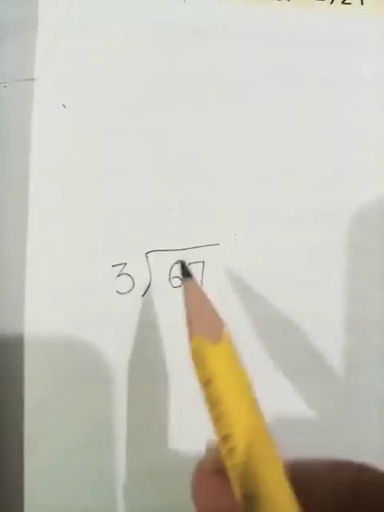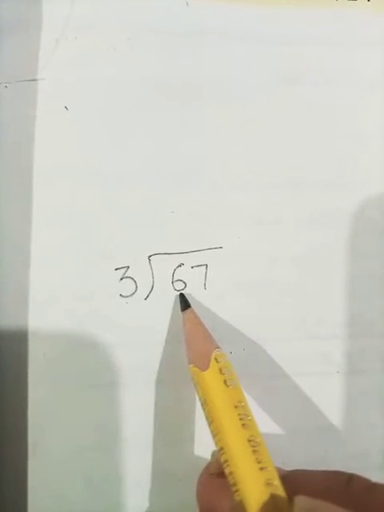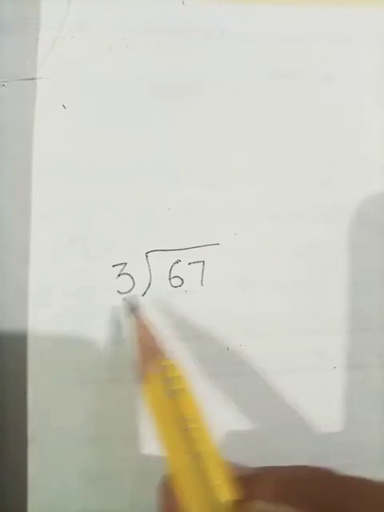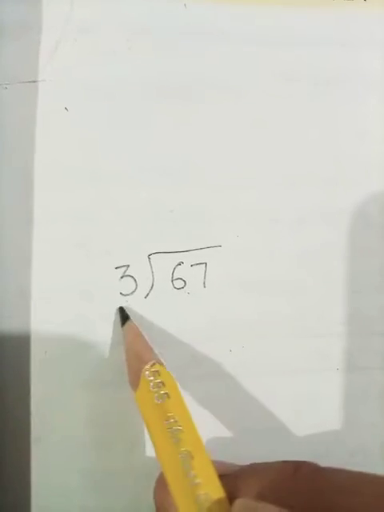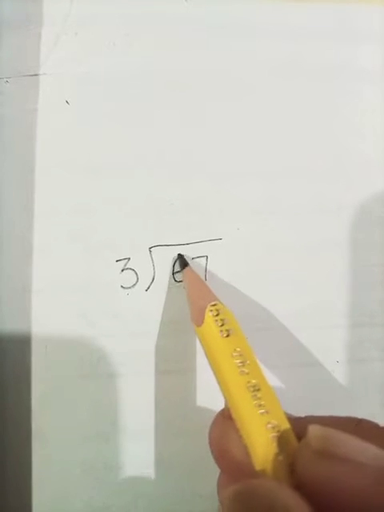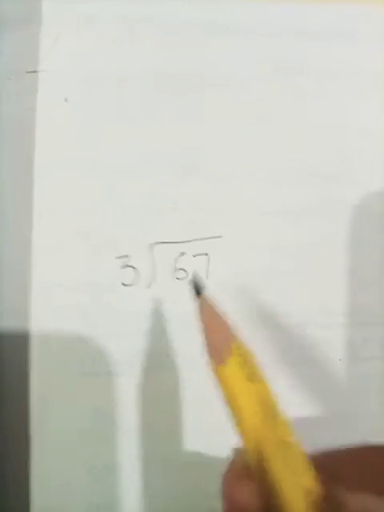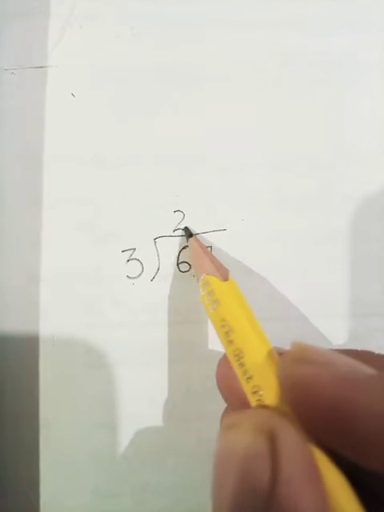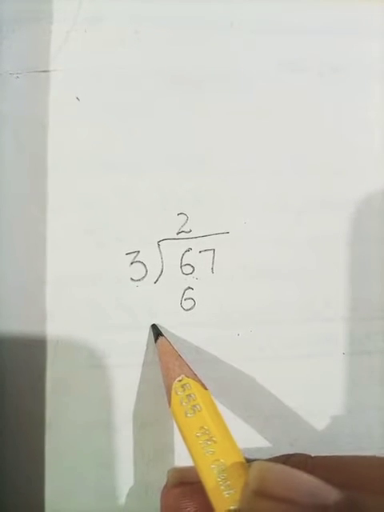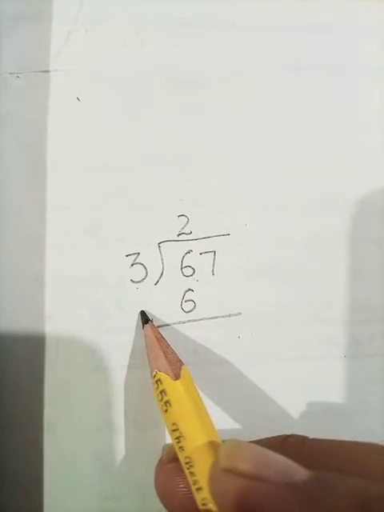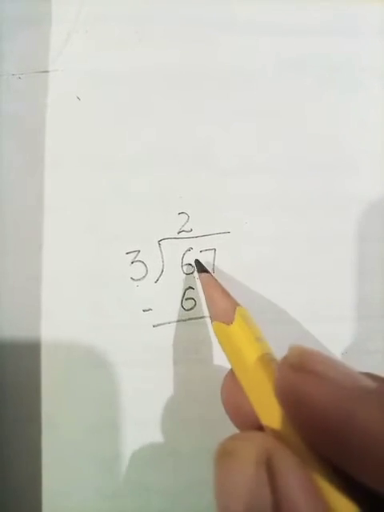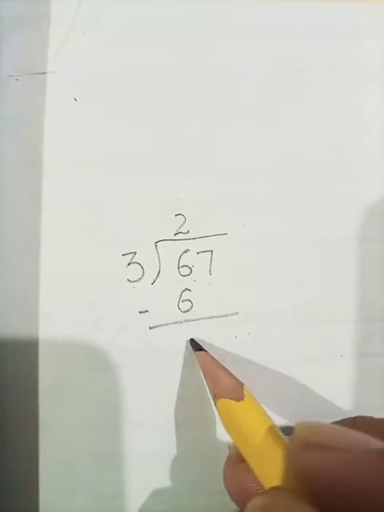Now let's solve it. First of all, let's compare our divisor with the dividend, and let's take our first digit because this first digit is quite bigger than our divisor. So students, let's read the table of 3 to form 6 or the number that is less than 6. 3 2s are 6. Next step is subtraction. We are going to subtract it now. Here, when we subtracted 6 from 6, our answer is 0.